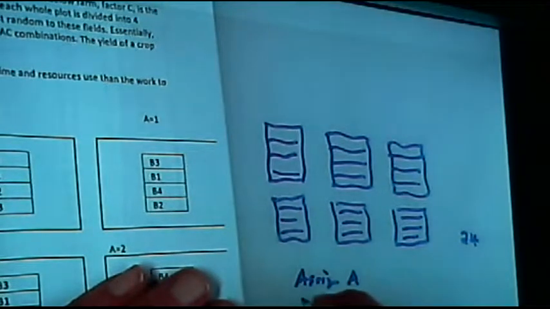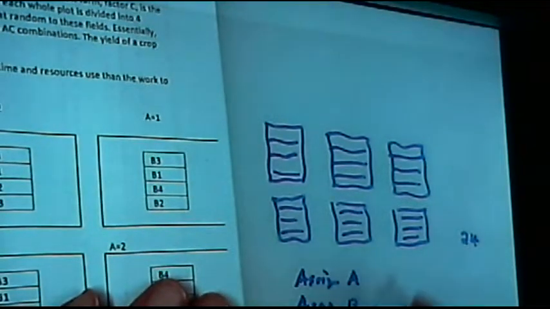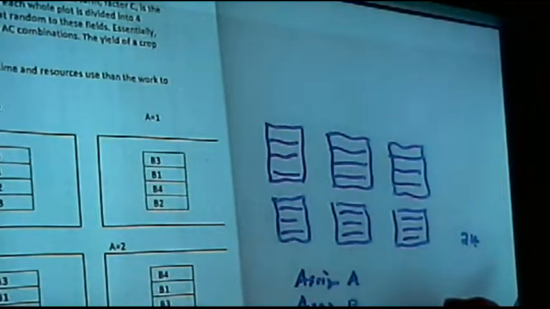Now I'm going to assign factor B, maybe the planting depth, and I'm going to apply B to those 24 plots of land as well. So in other words, what I'm doing is a crossed experiment on the 2 factors A and B.